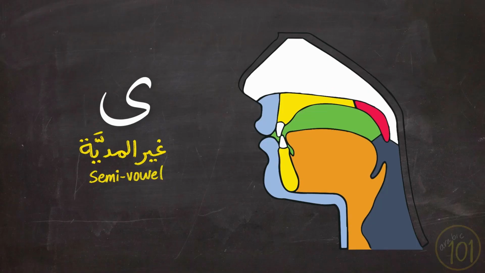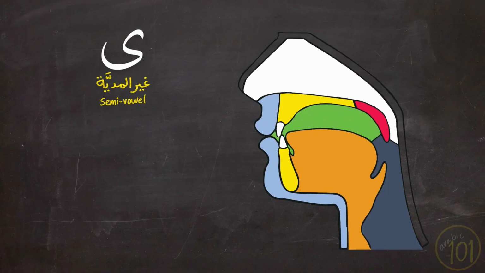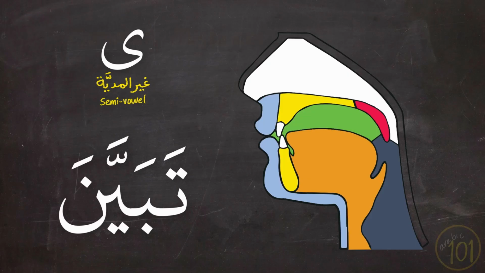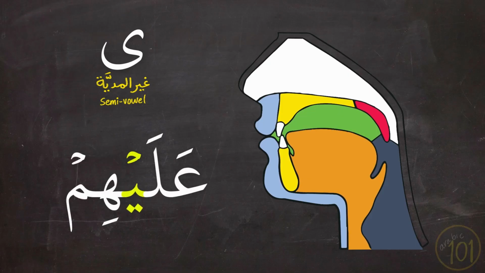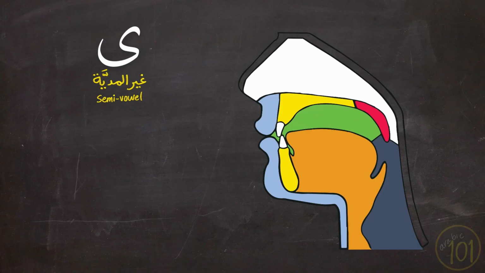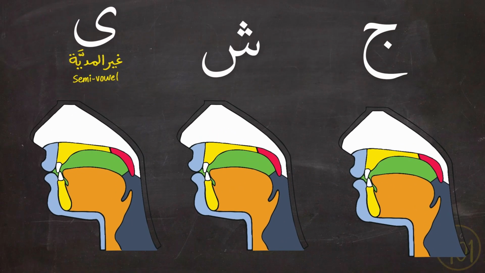أي, أي, تبين, شيء, عليهم. Here are the three sounds of the middle part of the tongue side by side to compare their technique and their sounds.